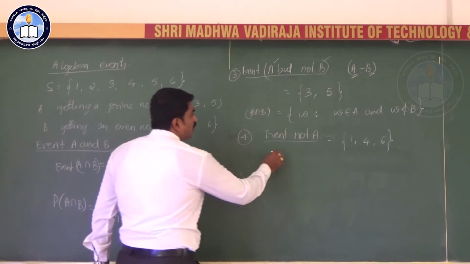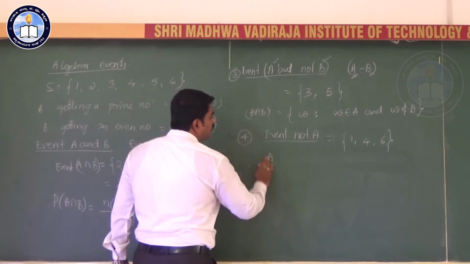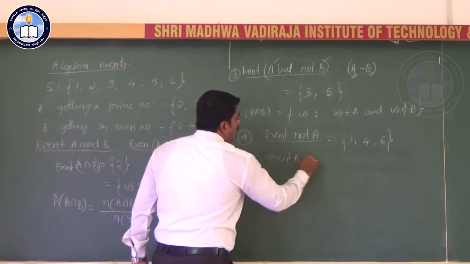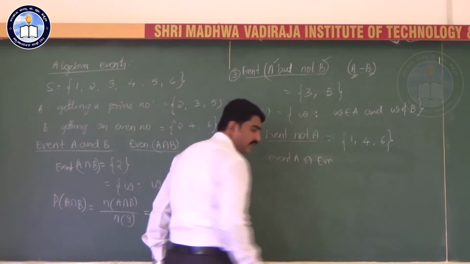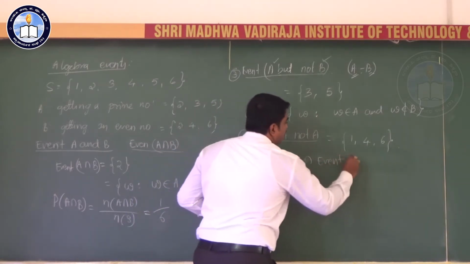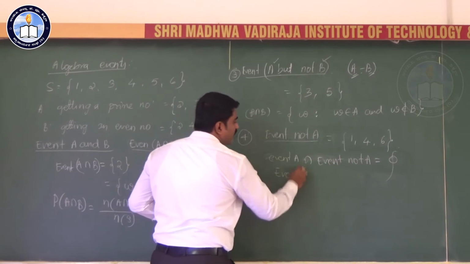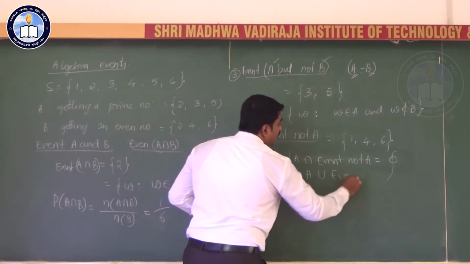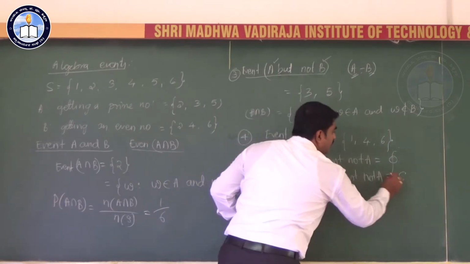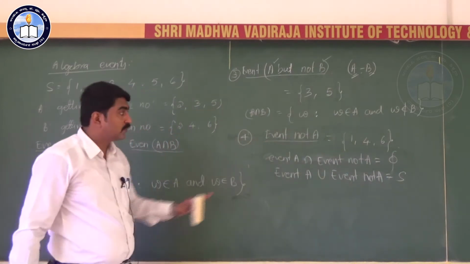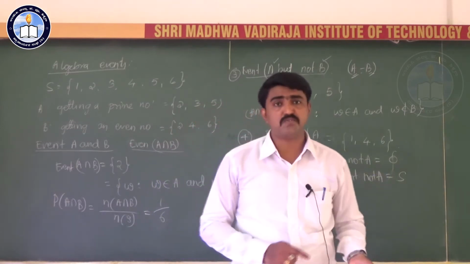So, therefore, if you find the intersection of event A and event not A, it is always the null set, and event A union event not A is always definitely the sample space, right? Correct. Therefore, event A and event not A are always mutually exclusive and exhaustive events, right?